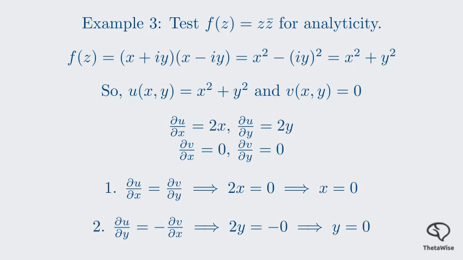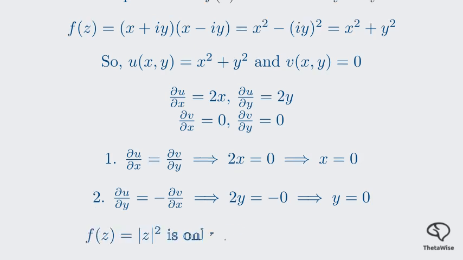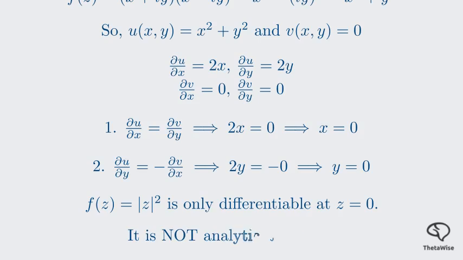Unlike z bar, which was never differentiable, and z squared, which was differentiable everywhere, this function is only differentiable at a single point. The only point where both conditions are met is x equals 0 and y equals 0, which corresponds to the origin z equals 0. A function that is only differentiable at a single point is not considered analytic anywhere, as analyticity requires differentiability throughout a region. But it's a great example of this intermediate behavior.